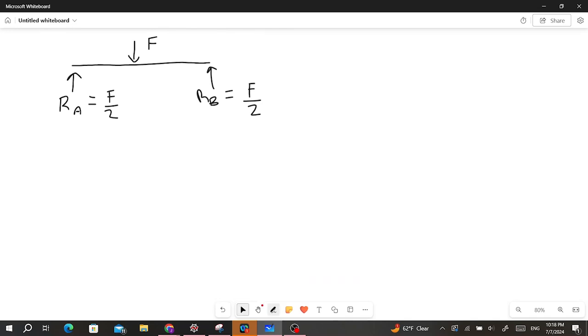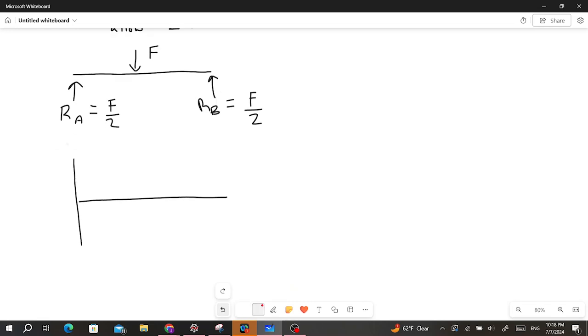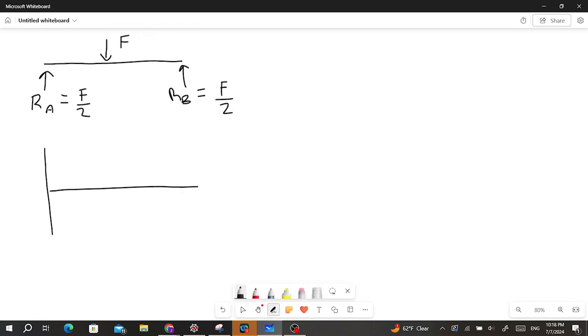So we're going to keep these symbolic. So our shear diagram, we will start at F over 2. We'll stay there till we hit L over 2. We come down by F, and then we'll be at negative F over 2 until we hit L. So right here we're at L over 2, here we're at L.